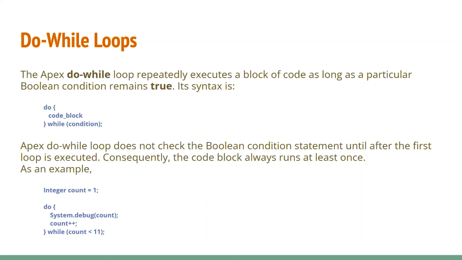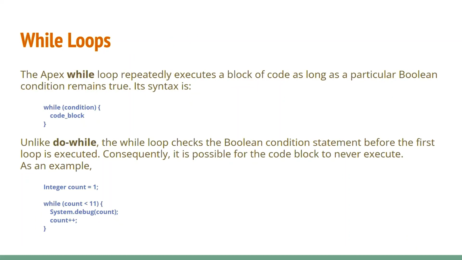The Apex do while loop repeatedly executes a block of code as long as a particular condition remains true. Its syntax is: do this code block, and then check the condition. Apex do while loops do not check the Boolean condition statement until after the first loop is executed. So the first loop will be executed, and only after that will it check the condition, because we have the condition at the end of the block. Consequently, the code block always runs at least once, because the while check is at the end. That's the reason.